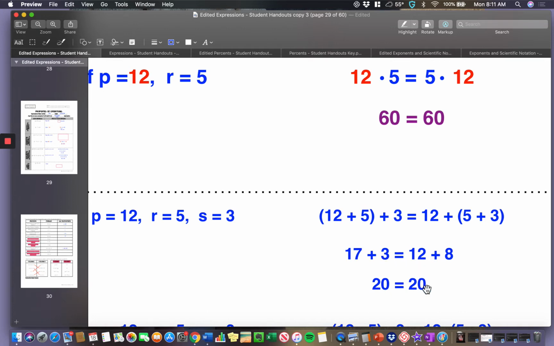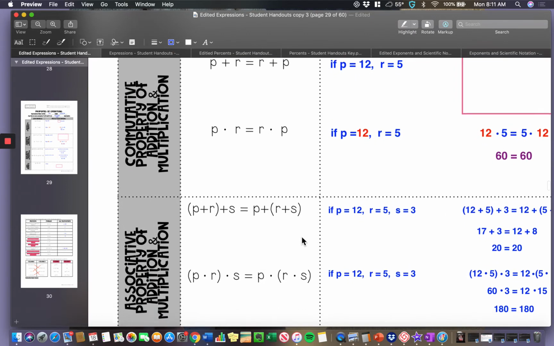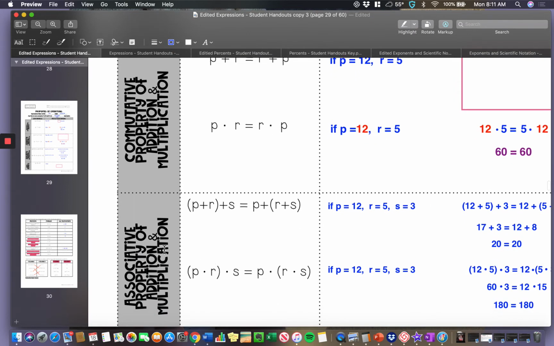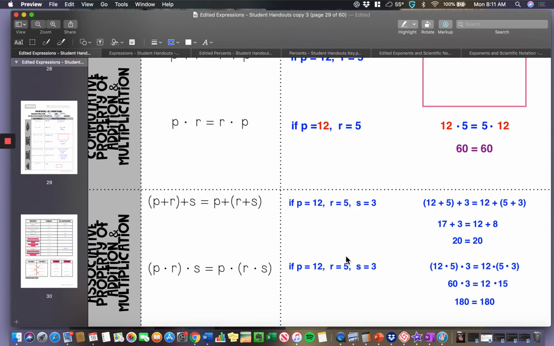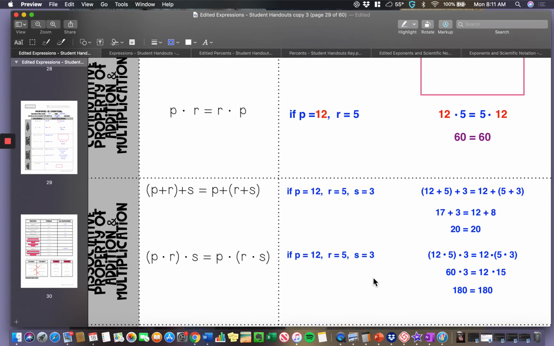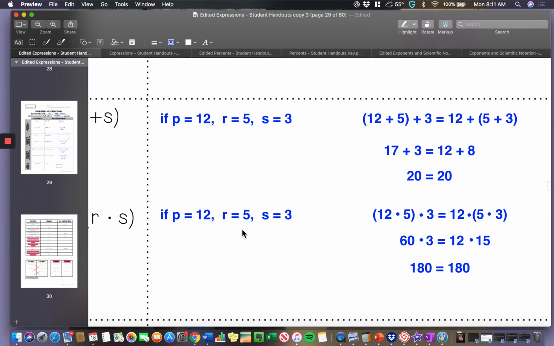However, both sides end up being the same because 17 plus 3 equals 20, and 12 plus 8 will also equal 20. So it doesn't matter where we move our grouping symbols using this property called the associative property of addition and multiplication. Wherever we move the grouping symbols, our two sides will also equal the same. It's balanced.